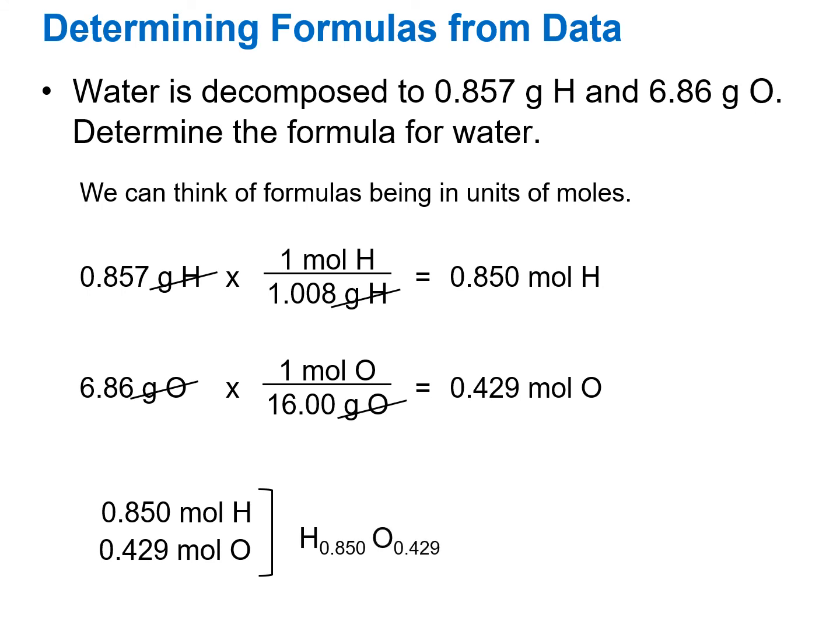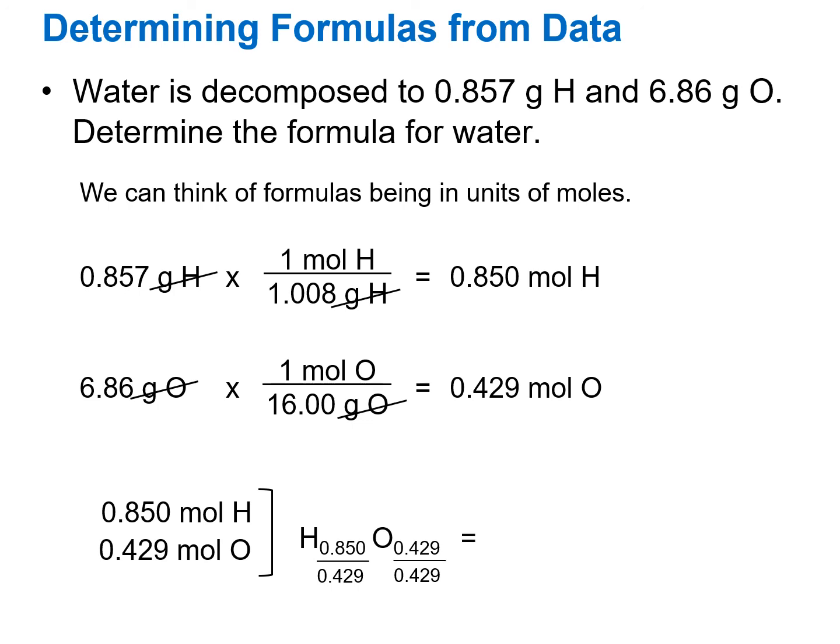Well, that looks kind of crazy, doesn't it? It's because we don't see that. And in fact, it was John Dalton that told us early in this term that when you write a formula, you have to write it using whole numbers. You can't have these fractions. So how are we going to get rid of this fraction? Well, it's a little bit of math gymnastics, and we're going to take the smallest value, which is 0.429, and we're going to divide both of these molar values by 0.429.